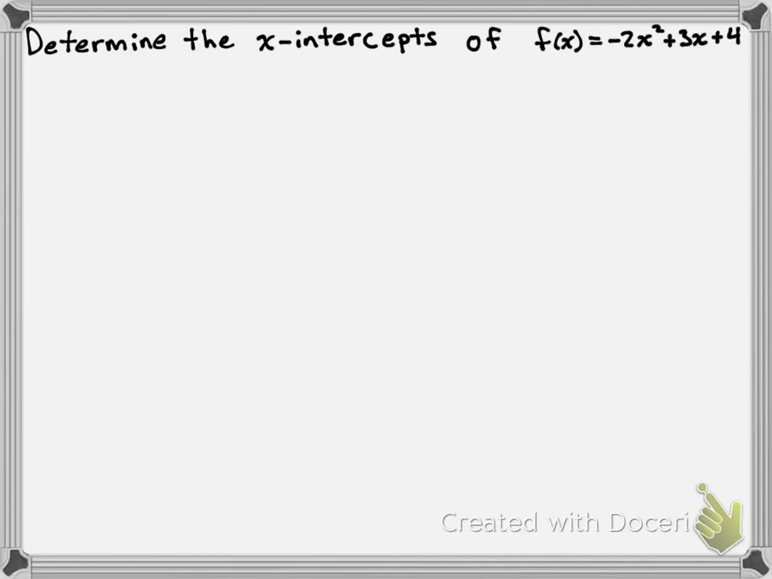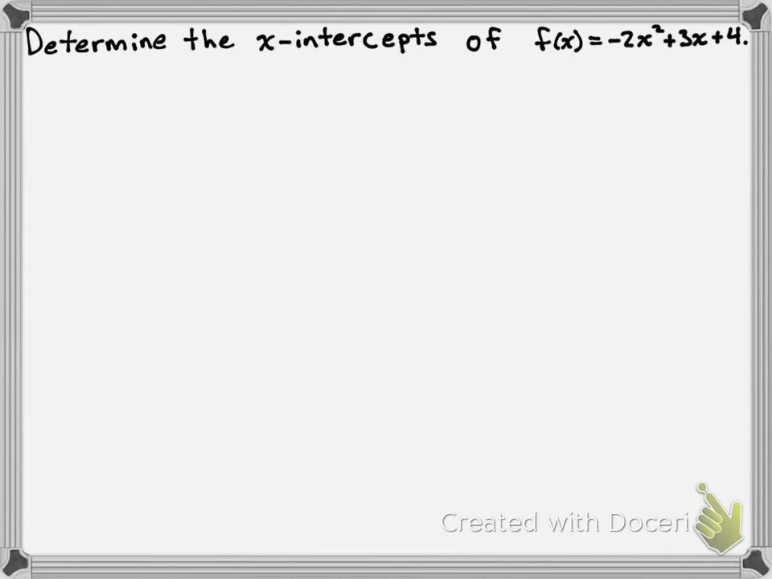So for our next example, we are going to determine the x-intercepts of the function f of x is equal to negative 2x squared plus 3x plus 4. So we have a quadratic function, and we want to find the x-intercepts of this quadratic function. Okay, so I'm going to remind you that a quadratic function and a quadratic equation are not really the same thing. A quadratic equation has solutions, a quadratic function has a graph, okay? So I could graph f of x equals negative 2x squared plus 3x plus 4.